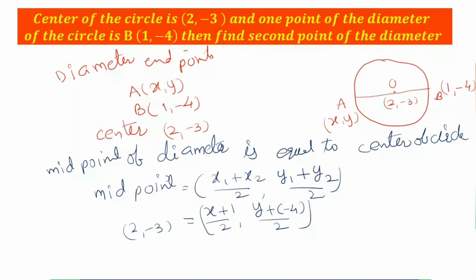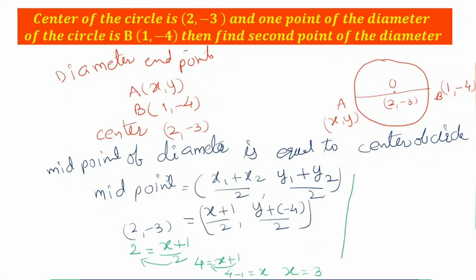So first, 2 equals (x plus 1) by 2. The 2 in the denominator is transposed to the LHS: 2 times 2 is 4. 4 equals x plus 1. Plus 1 is transposed from the right side to the left side: 4 minus 1 equals x. Then x is equal to 3.